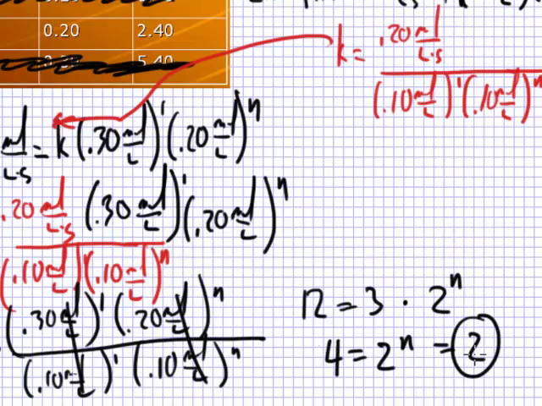And then from here we could evaluate for K by just picking any of the three experiments and plugging in values and determining what K is with units. You'll have opportunities to practice this and you'll get hopefully pretty good at it.